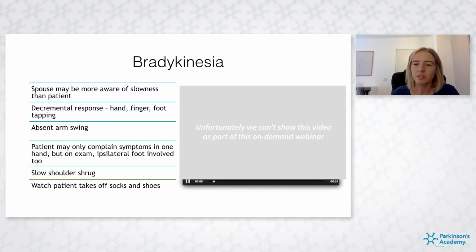And in this video here, you can see this patient has slowness of movement in her left hand, and also there's a decrement in the amplitude there as well. She has a slight tremor in her right hand too. And she's also, I think, bradykinetic on the right side, but it's less pronounced there than on the other side.